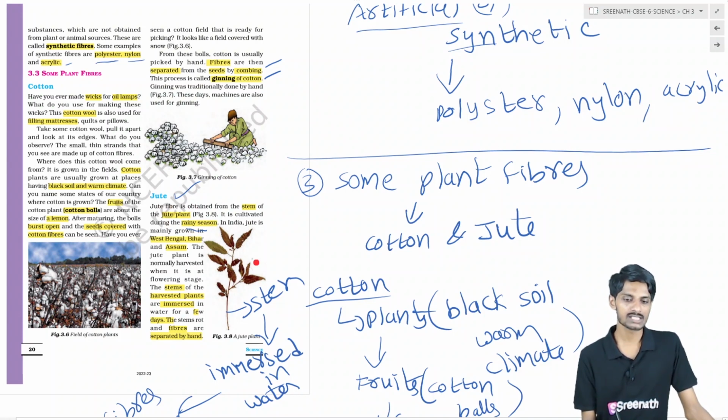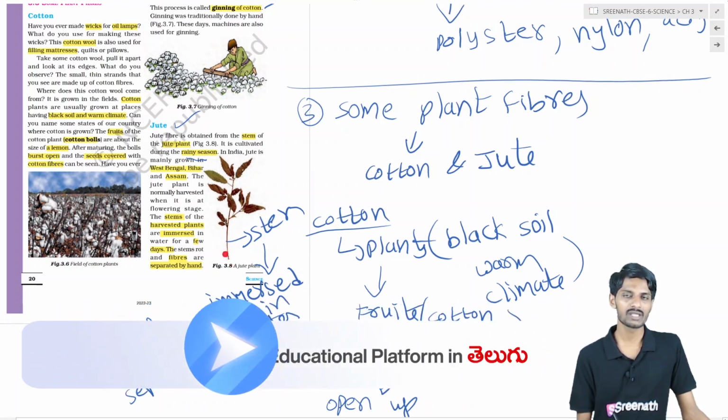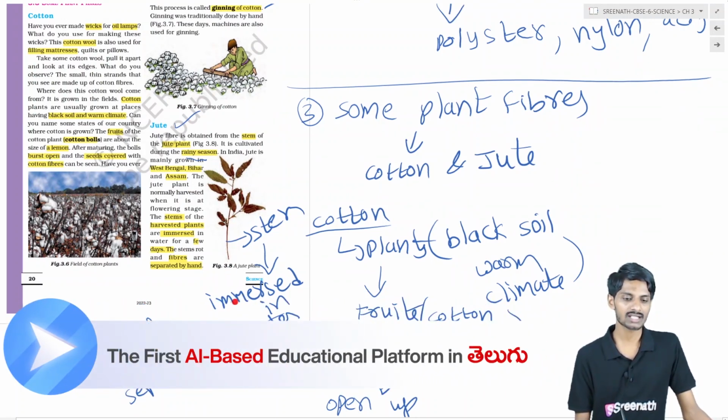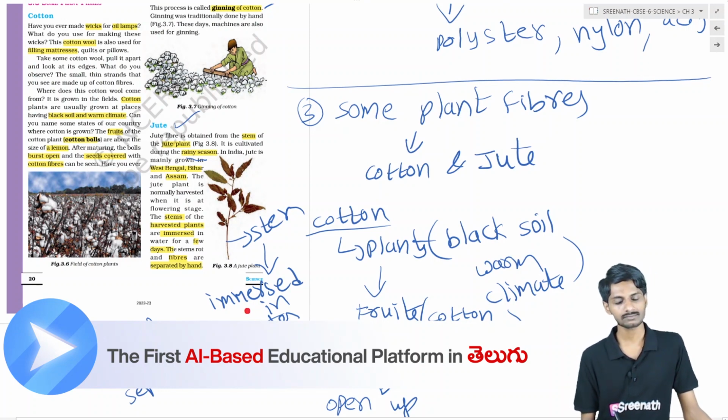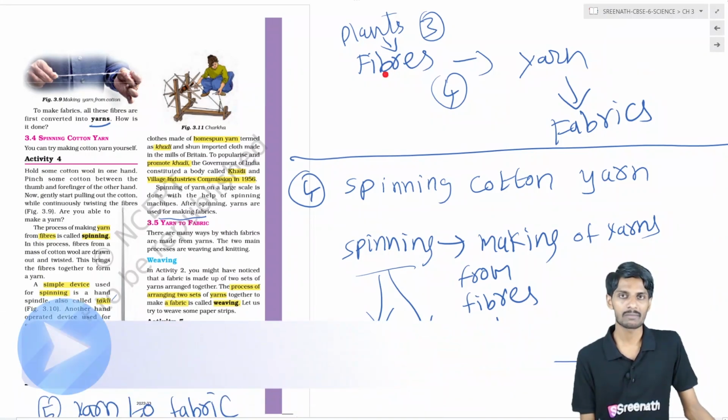After that, jute. Jute is also a plant. It grows in West Bengal, Bihar, and Assam regions. It grows in the rainy season. This jute plant has a stem. After harvesting, this stem is immersed in water. After some days, fibers are separated from this jute stem. In this way, fibers are extracted from plants.